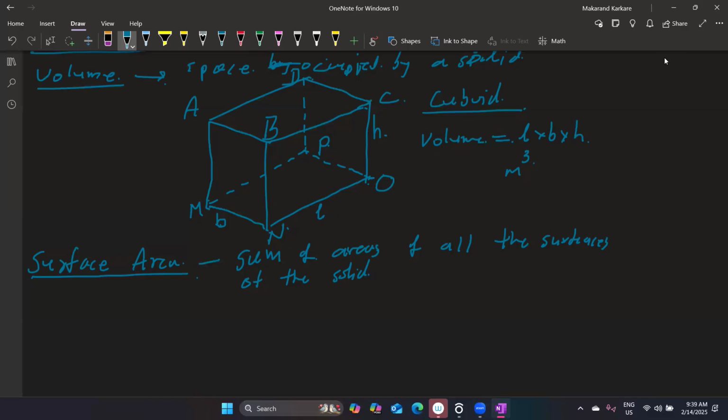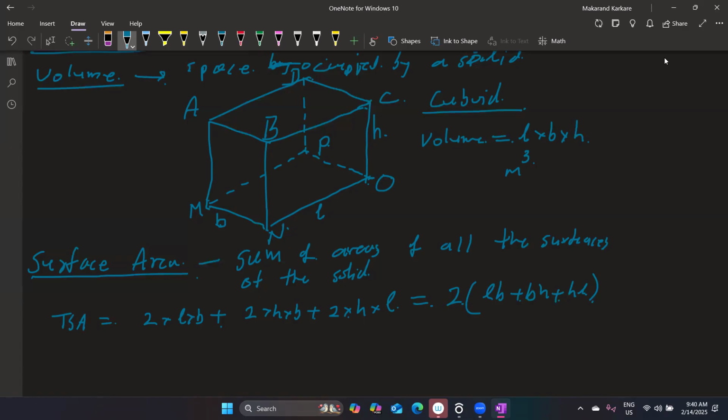So in this case, do you see that surface area is going to be, so there are 2 surfaces which are L by B. So 2 into L by B. Plus there are 2 surfaces which are H by B. Plus there are 2 surfaces which are H by L. And so when we talk about total surface area of this, it is going to be 2 into LB plus BH plus HL. That's going to be the total surface area.